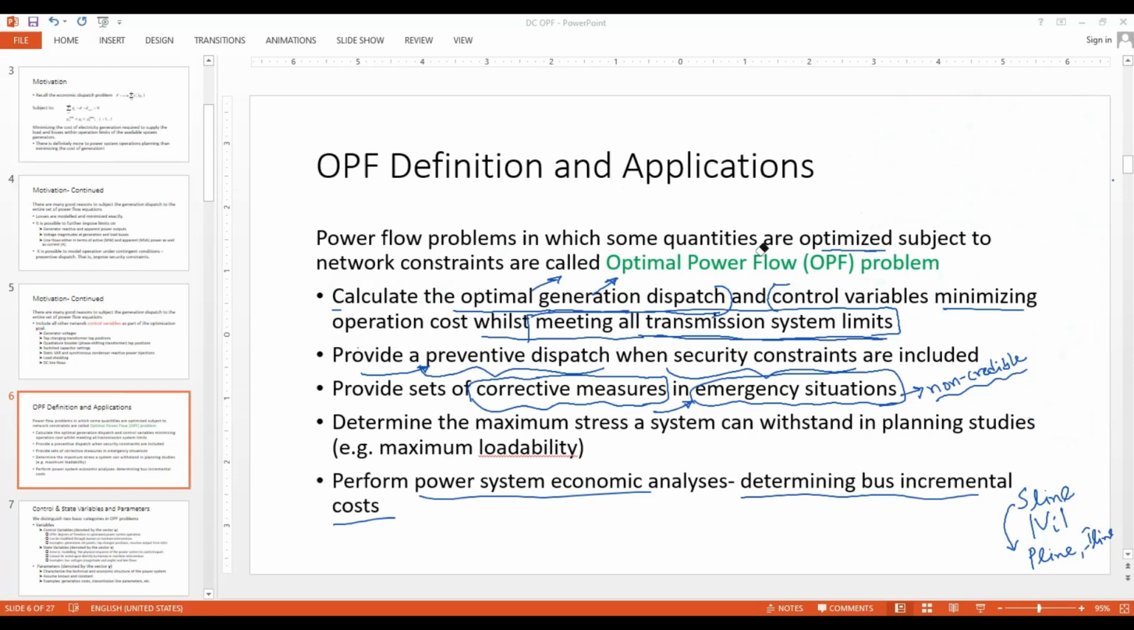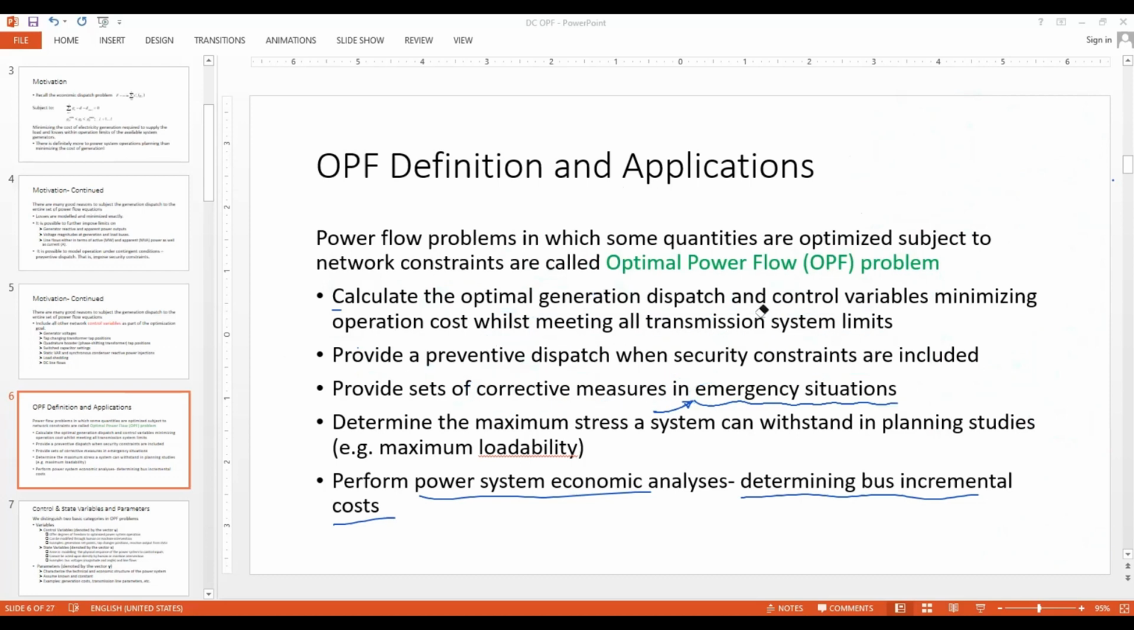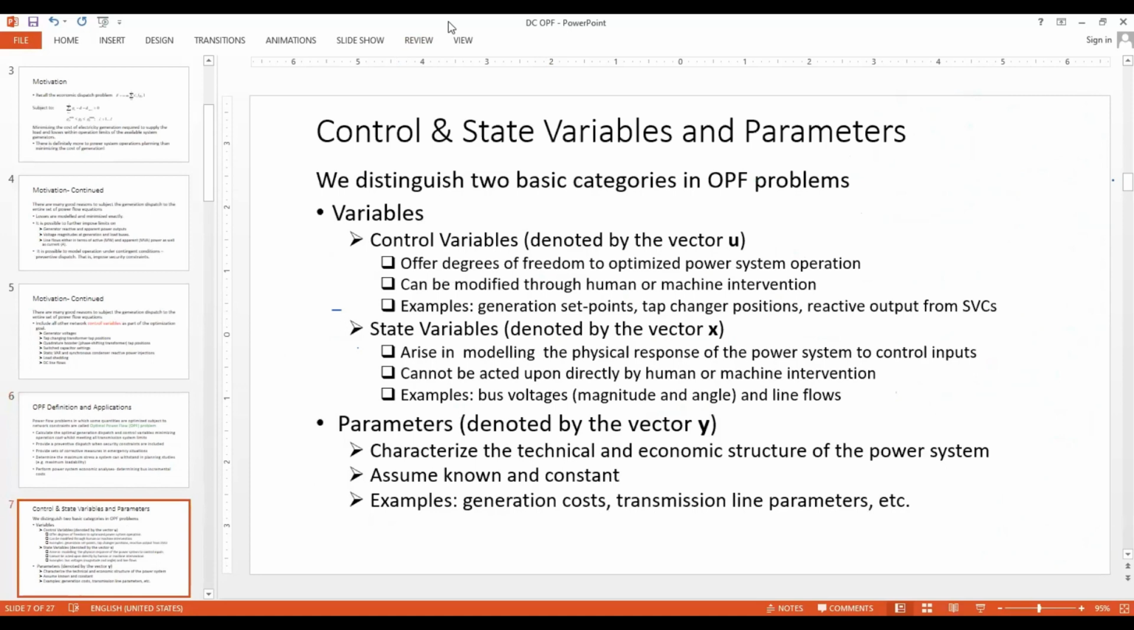So with all these, now let's have a look at some of the variables and some of the parameters that will come up while we try to solve the OPF problem. So let's see the next slide. So we have some control variables, some state variables, and some parameters. In the power system, the control variables are those which you can directly control. For example, in this case, human or machine intervention can be done. So some example could be the generation set point.